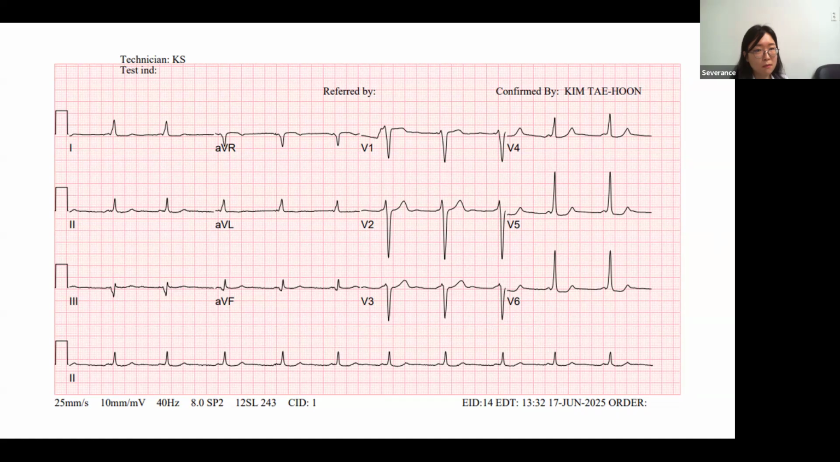The initial impression was a rate of about 80, and the delta wave is seen in V4, V5, V6, and lead 1 is negative. So I think it is from the right side, and V1 will be a short positive. So I think it is from the right side.